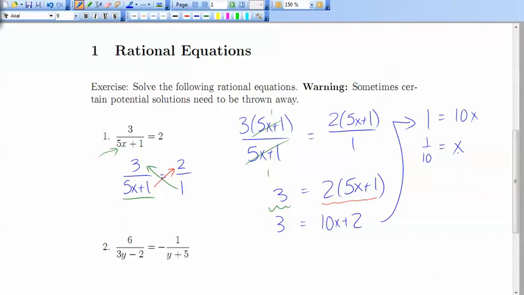So this method here we call cross multiplication, and you can use it whenever both sides are just a fraction and there are no other terms. Now, of course, if one side is not a fraction, we can always turn it into one by putting itself over 1. All right, let's try another example here.